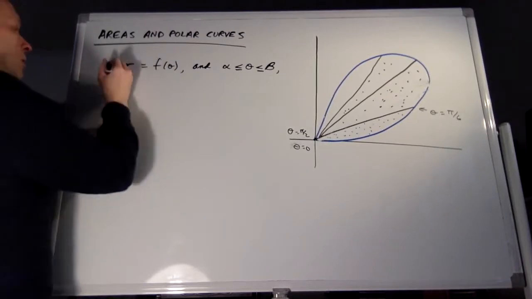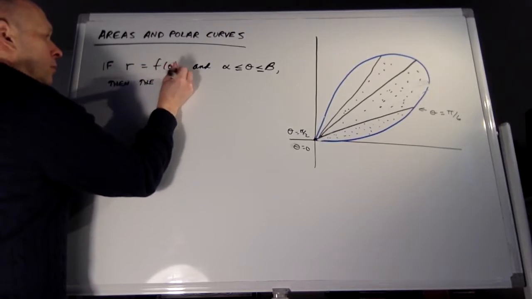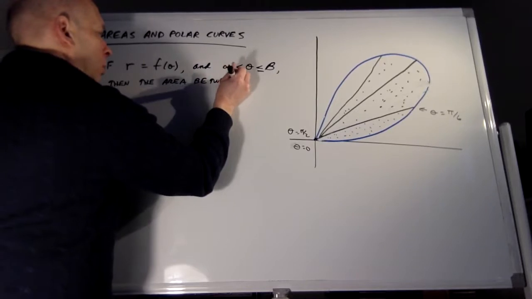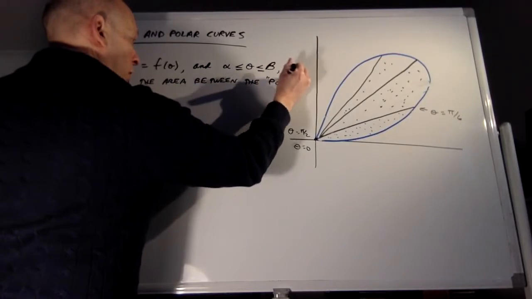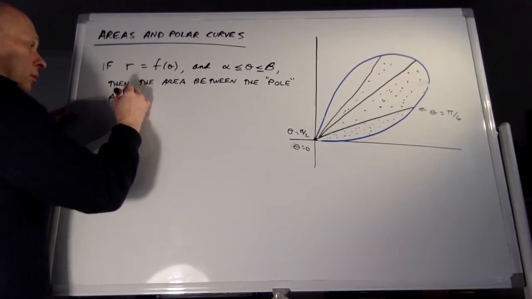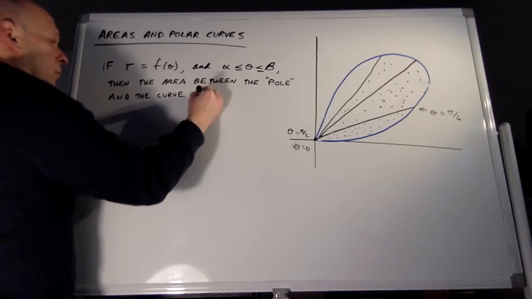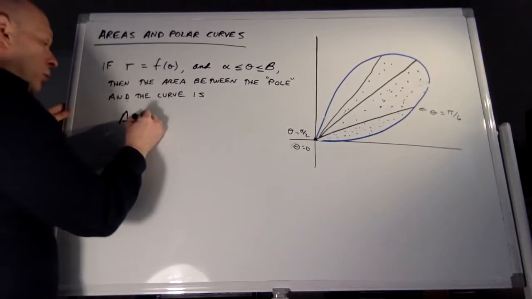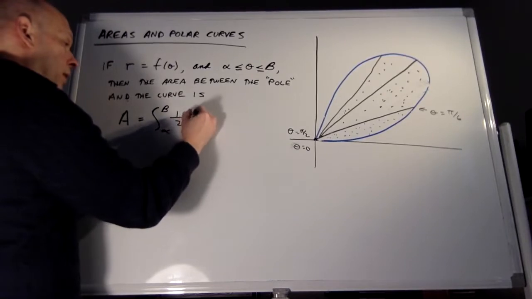Then the area between the origin and the curve, what do we call it? The pole, actually. The pole, or the origin. The area between the pole and the curve is going to be this. So we're going to say A equals the integral from alpha to beta of 1/2 r squared d theta.